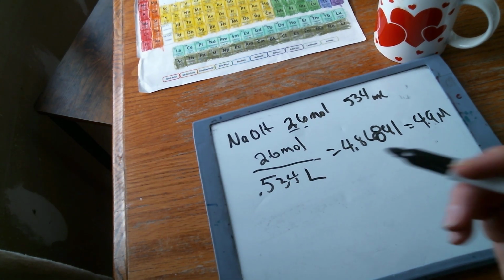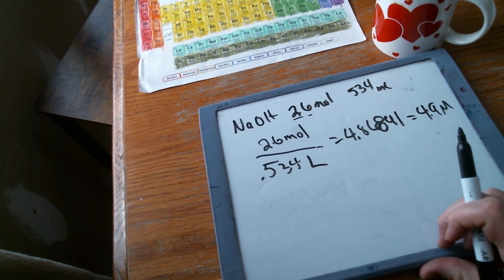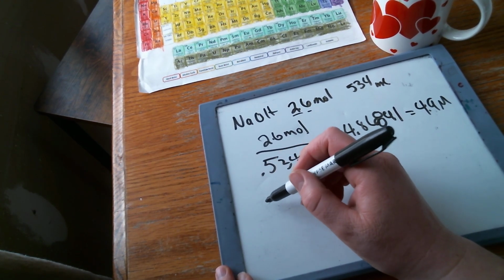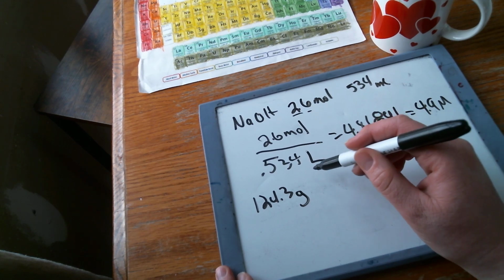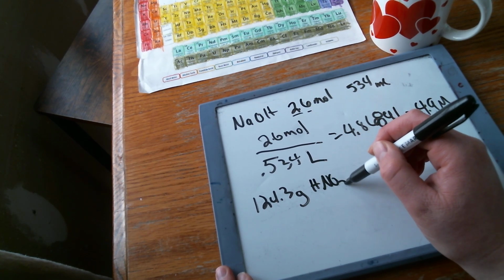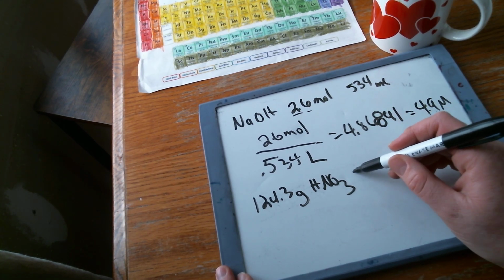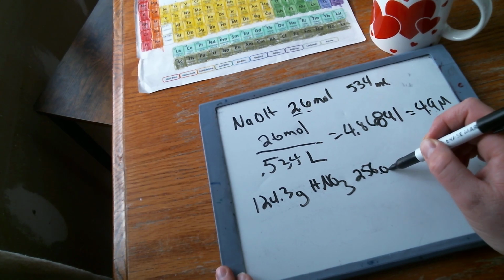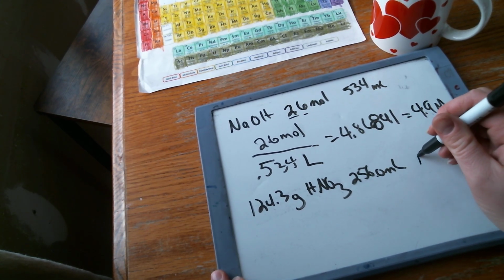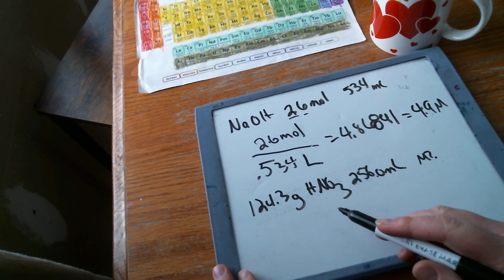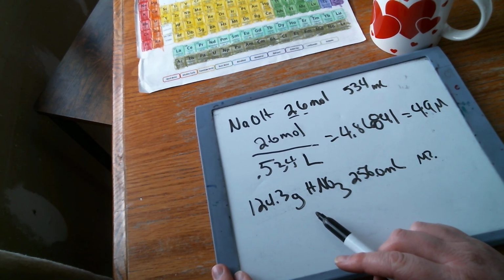A student dissolves 124.3 grams of HNO3 to make 250.0 milliliters. What is the molarity? Okay, so now we have grams. We need to get from grams to moles.